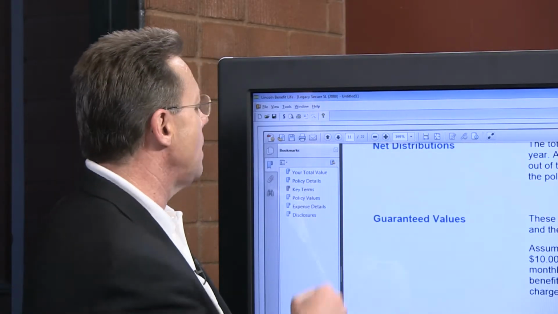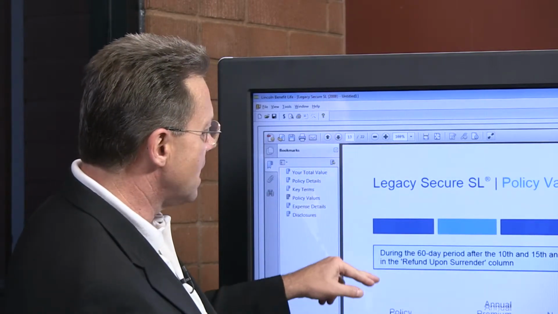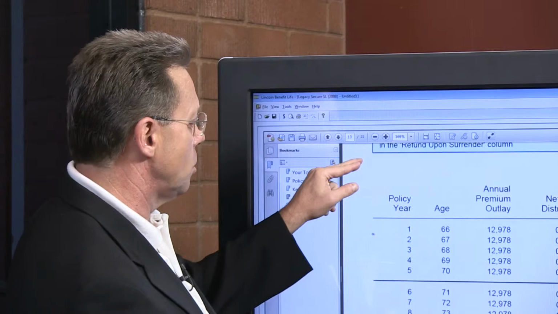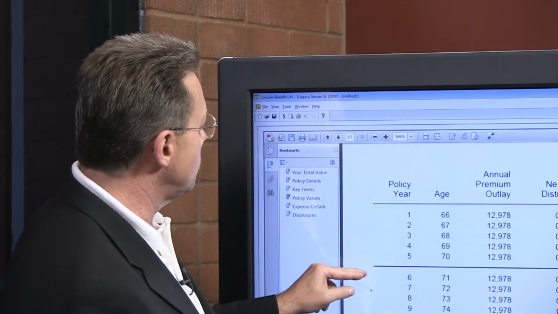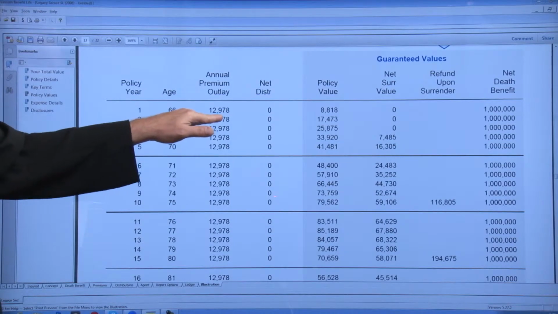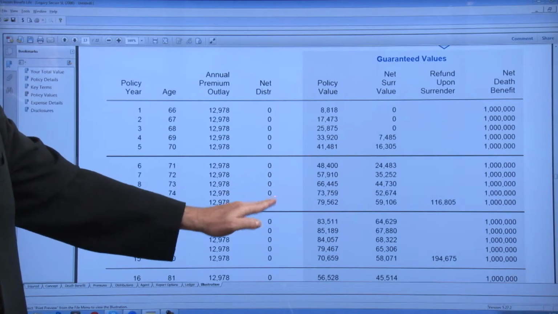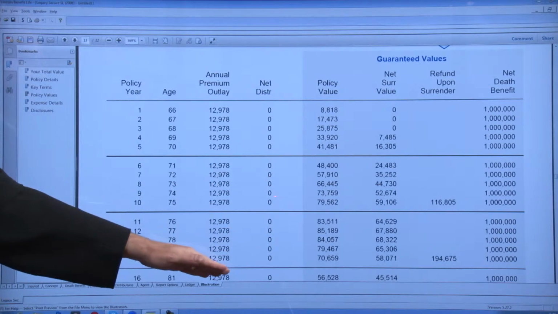And it then goes through a battery of definitions, net surrender value, all these kinds of issues, and then we get to the actual illustration. Now, when I'm looking at the basic illustration, I'm looking at $12,978 of premium, guaranteed. No net distributions. We're not taking out any withdrawals to basis. We're not taking out any policy loans.